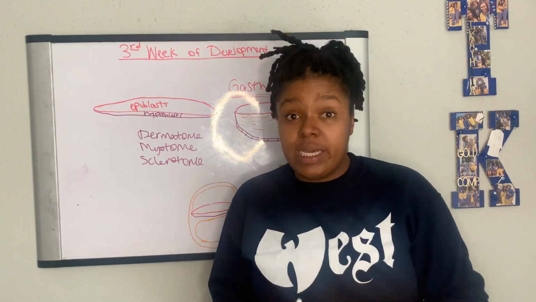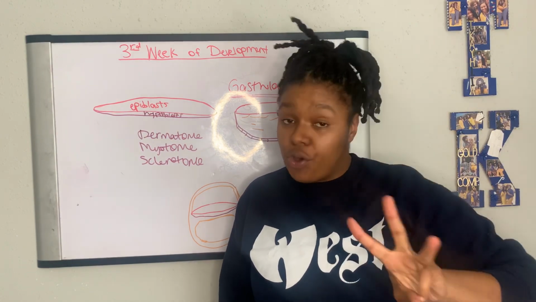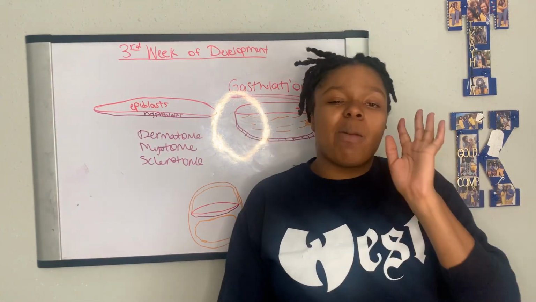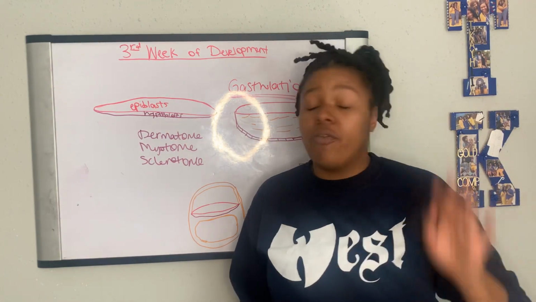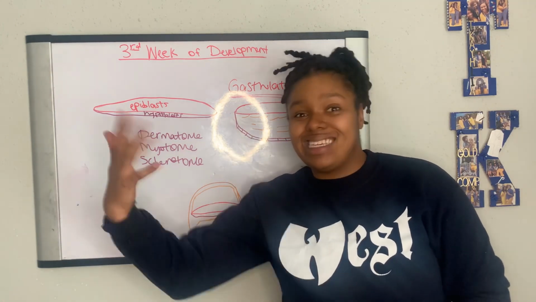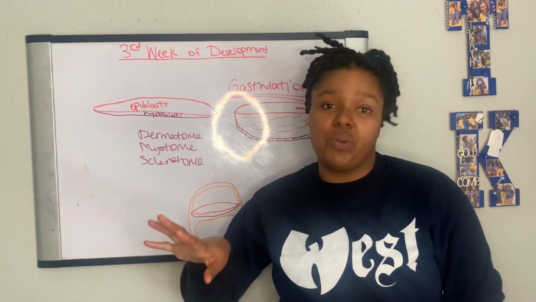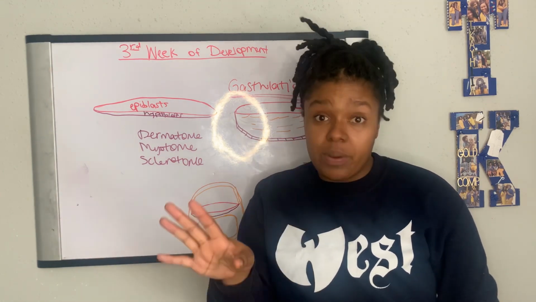So 1st week, fertilization. 2nd week, bilaminar disc formation. 3rd week, gastrulation. If you can remember those major overarching points for each one of the weeks, and then be able to break them down into detail as you go through them, I promise you, everything related to the first 3 weeks of development you will get and you will be able to work out.